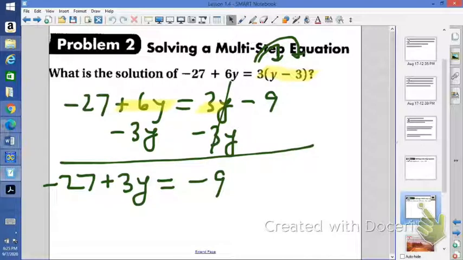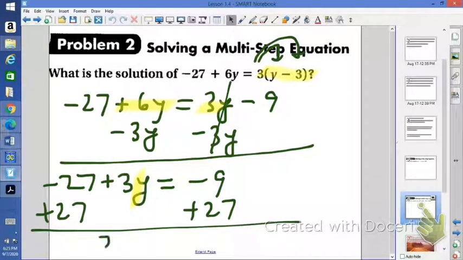Alright, we now have to isolate our y. We're going to use inverse operations. So we've got to get rid of the negative 27. We've got to move it to the right-hand side of the equal sign. So we're going to add 27 to both sides. And we're left with 3y equaling a positive 18.